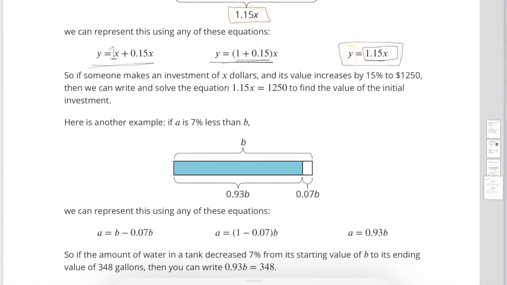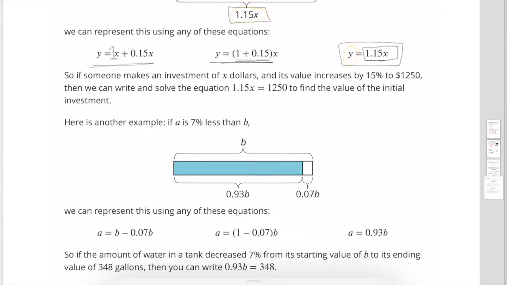Okay, so if someone makes an investment of X amount of dollars and its value increased by 15% to 1,250, then 1,250 would be your Y amount. So 1,250 is equal to 1.15x. And that would tell us the amount of the initial investment.